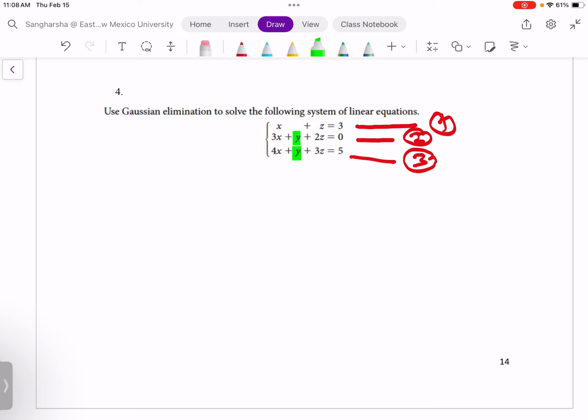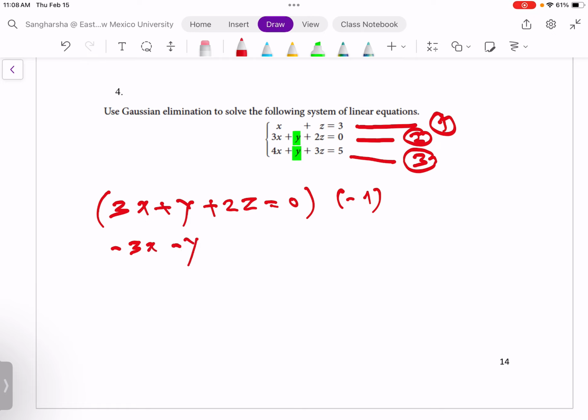Okay, so let's take equation 2. It's 3x plus y plus 2z equals 0. Let's multiply this equation by -1. So this is -1 times 3x, that is -3x, -1 times positive y, -y, -1 times positive 2z, that is -2z equals 0. And let's add this equation with our equation 3, which is 4x plus y plus 3z equals 5. So we are adding.